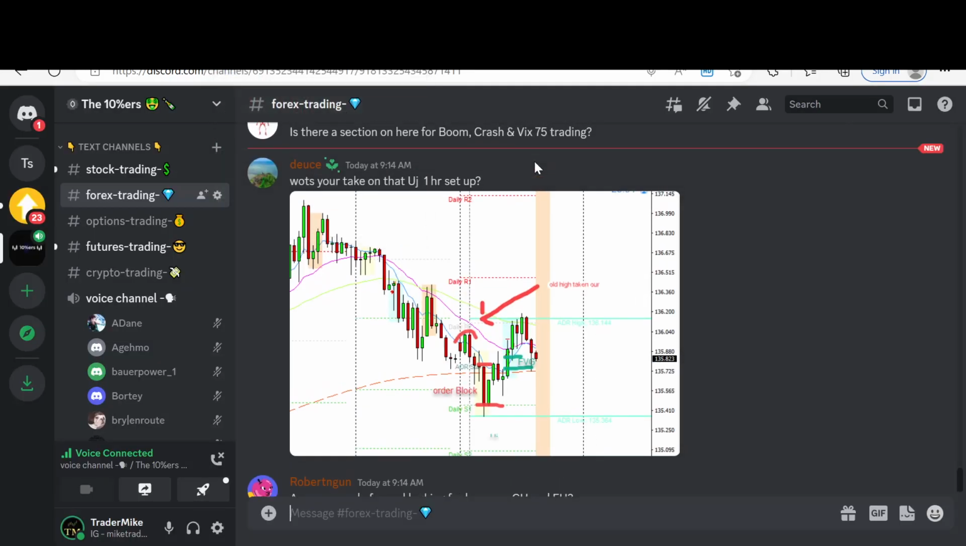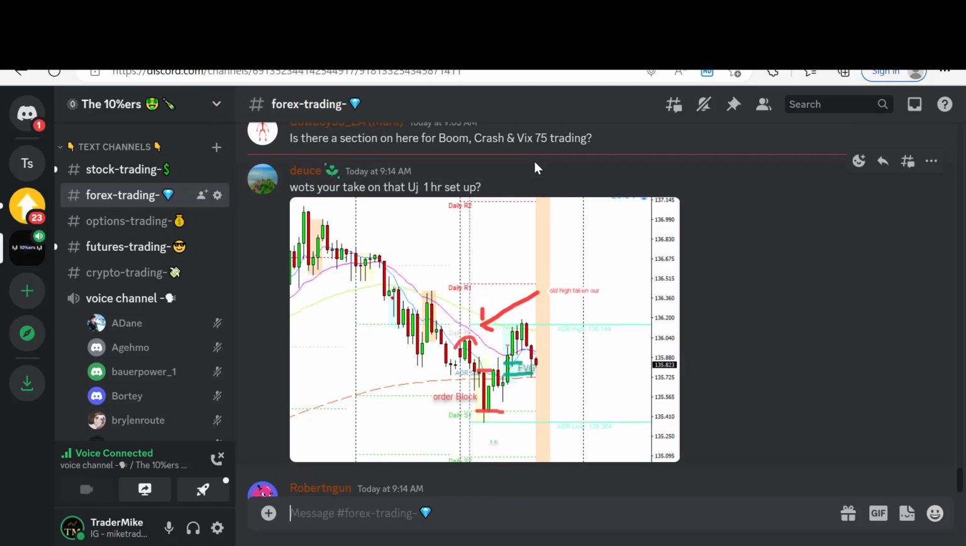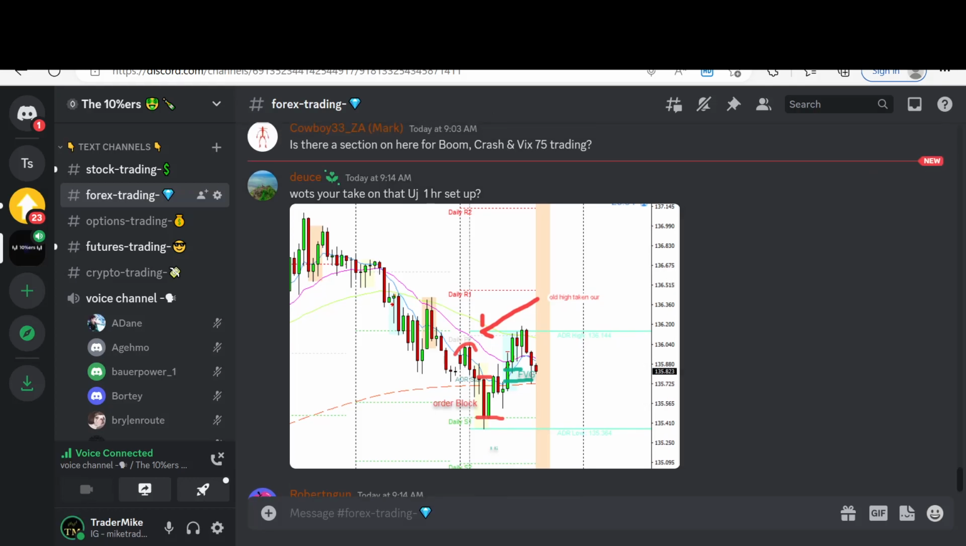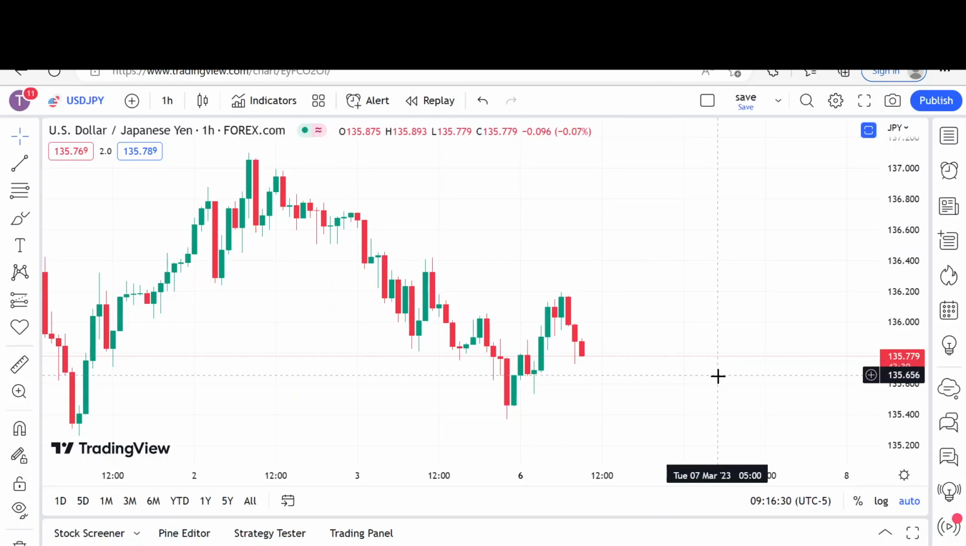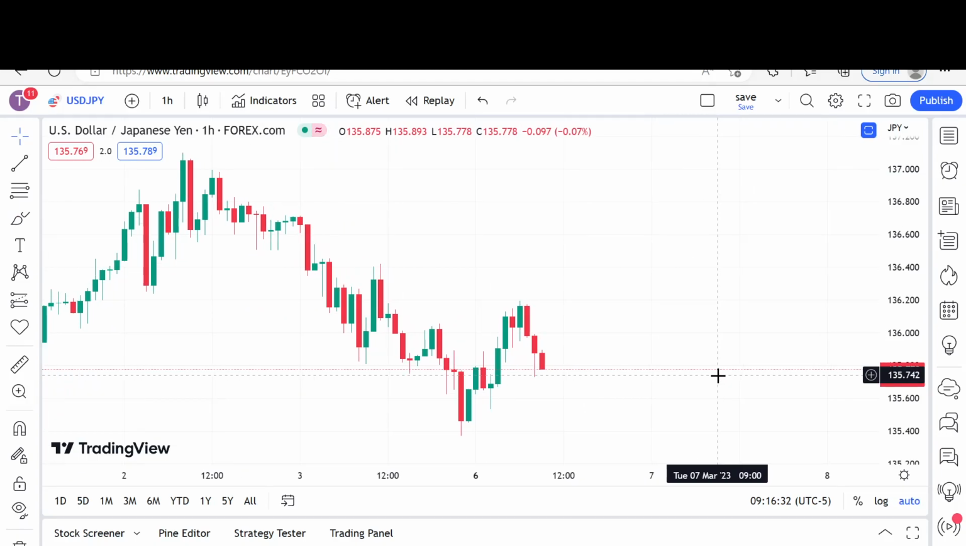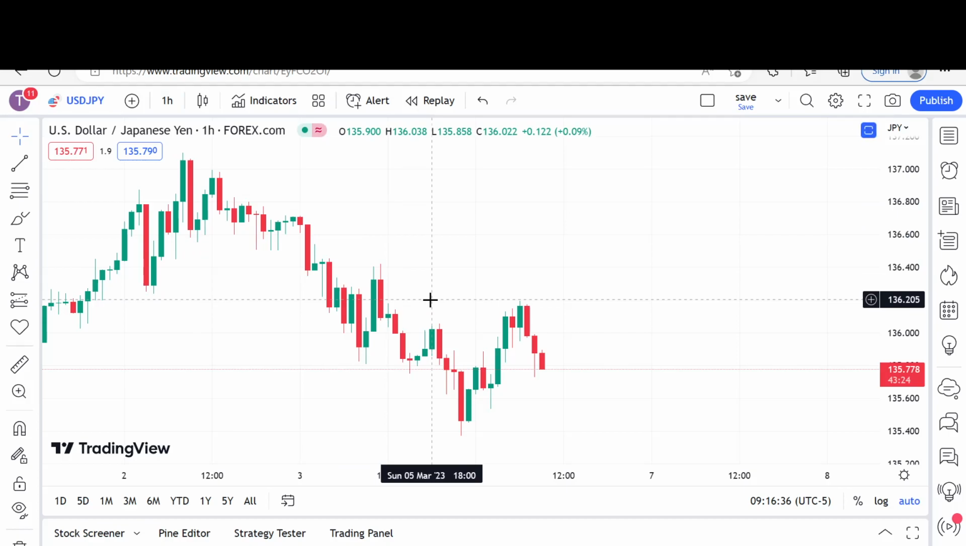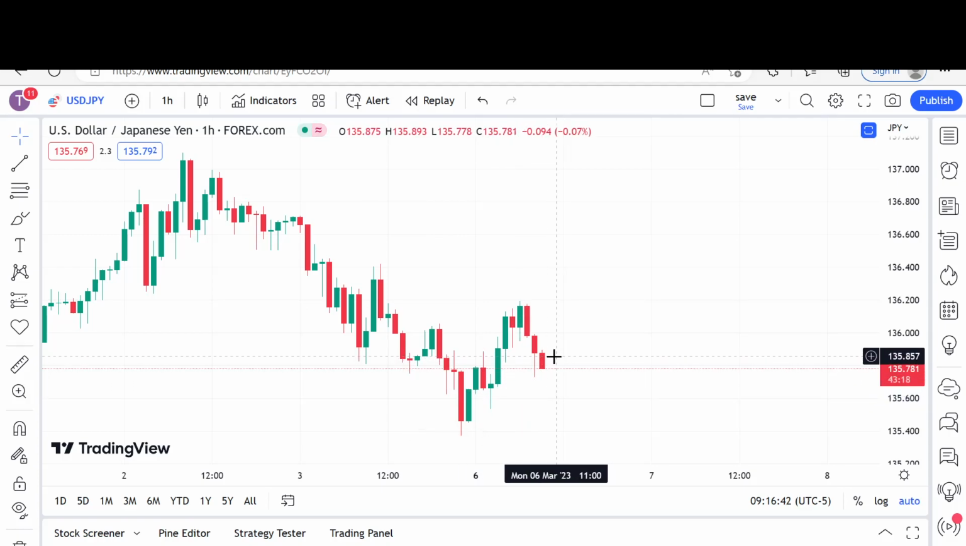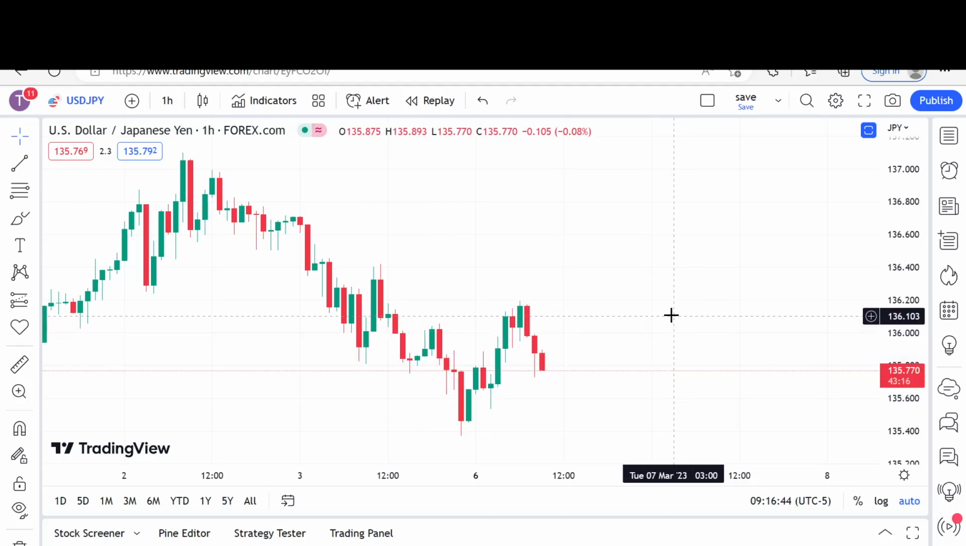So let me see if I'm reading this right. You're looking for a buy play, right? That's what it looks like to me. Yeah, you could catch a nice scalp on this. I'll see what you're looking at. So overall, the daily chart on this thing is bullish. The overall larger time frame trend is bullish. And you're coming down into a bullish fair value gap at the moment.